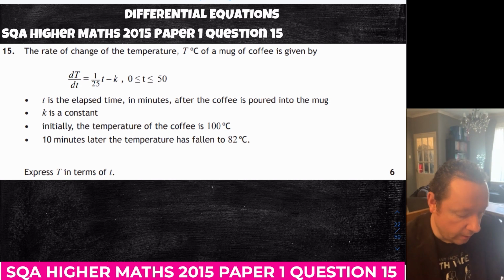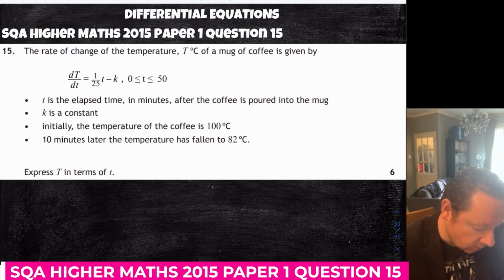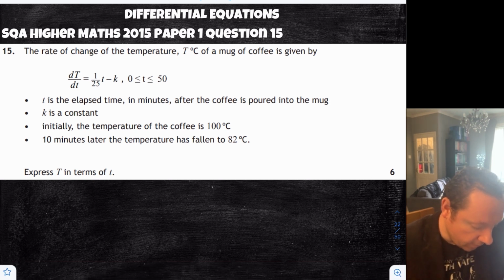Differential equations, SQA Higher Maths 2015, paper 1, question 15. The rate of change of a mug of coffee is given by this differential equation. It tells you some information. Express t in terms of t. What you need to realise is if you integrate a dt by dt, you just get t back.